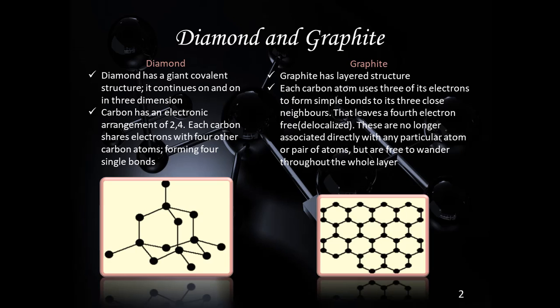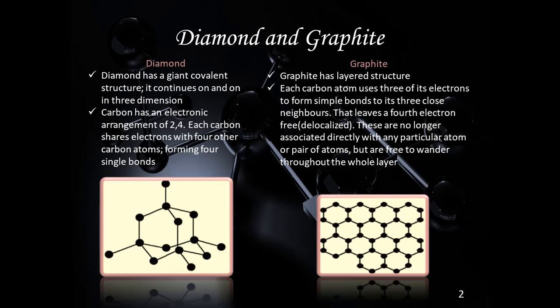Now diamond has a giant covalent structure. It continues on and on in 3 dimensions, while graphite has a layered structure. Between one layer and the second layer, weak van der Waals forces are present. So this is the difference in terms of structure. Diamond is a tetrahedral, 3-dimensional structure, while graphite is a layered structure.